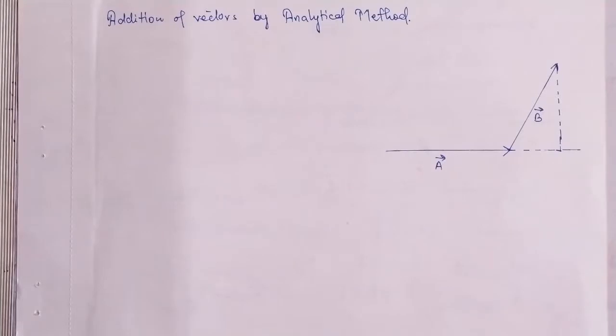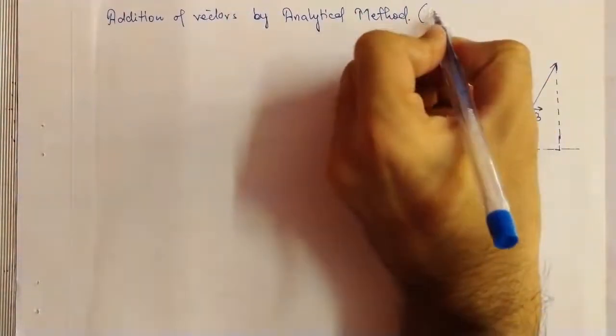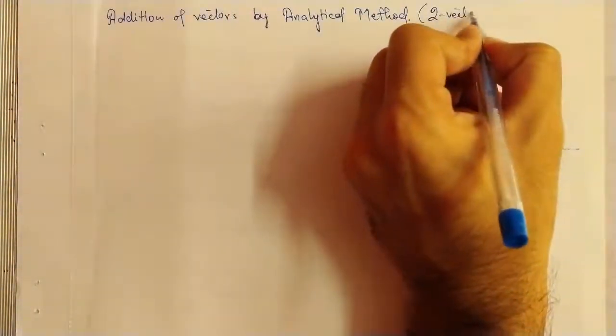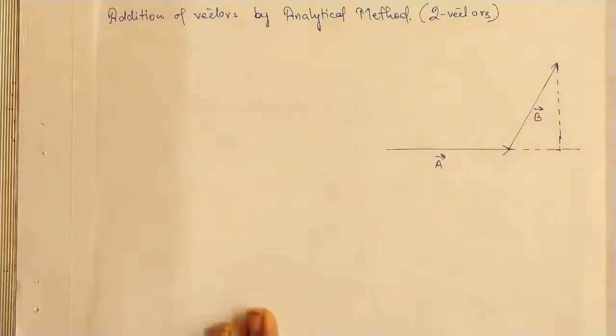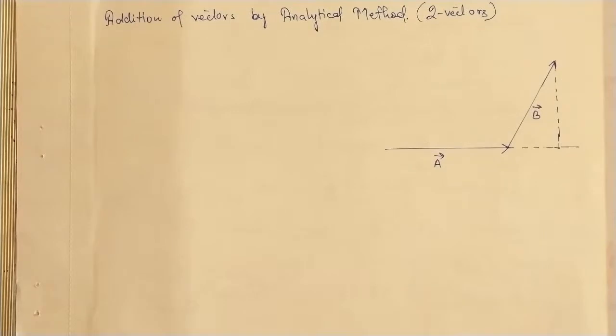The analytical method means a direct formula to calculate the addition of vectors, or finding the resultant of those two vectors. But again, this is valid only for two vectors. We can only use the formula to calculate the resultant of two vectors.